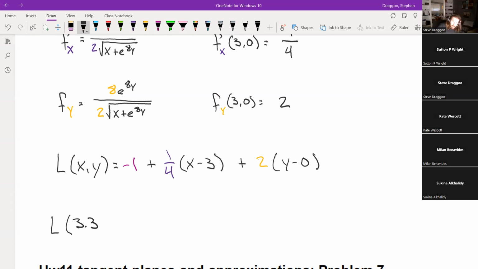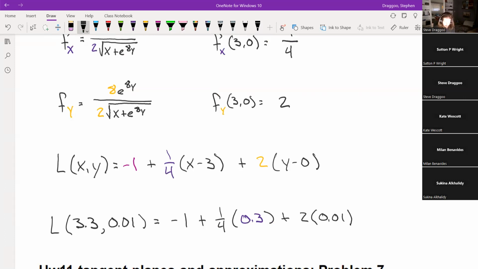The last step was to evaluate this linearization at a point that's nearby. We were looking specifically for 3.3 and 0.01. So we're 0.3 away from our x value and we're 0.1 away from our y value. So this thing will look like -1 plus 1/4 times 0.3 plus 2 times 0.01. And then from there, I could just plug all that into a calculator to figure out what my answer is.